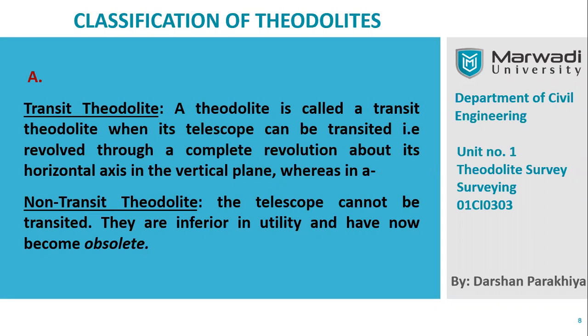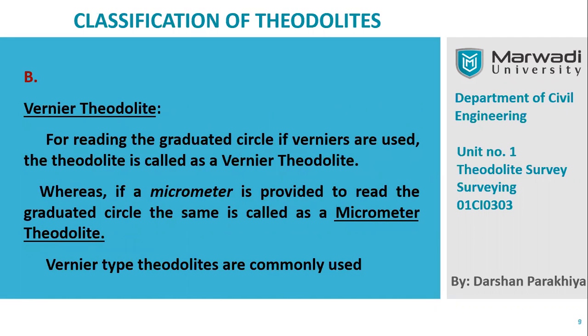In a transit theodolite, the telescope can be transited, or we can say it can be revolved through a complete revolution about its horizontal axis in a vertical plane. A non-transit theodolite cannot be transited. That means the non-transit theodolite cannot be rotated in a vertical plane. That is the difference between the transit and non-transit theodolite.